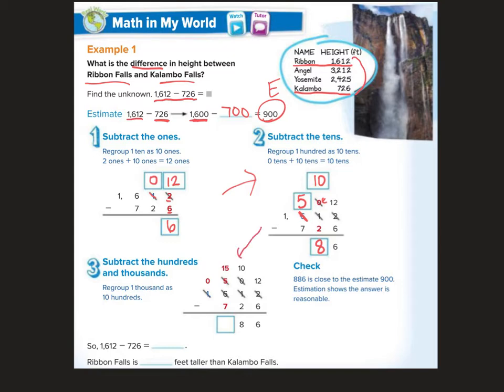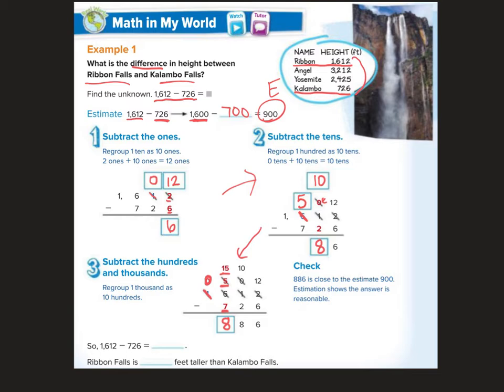Now we're jumping down. I don't know why they make us do this in so many different steps, but now we're jumping down here. Now what I'm trying to do is 5 minus 7. I can't do it. I don't have enough. So I need to go next door to the thousands place. Now there are 0 thousands and 15 hundreds. 15 minus 7 is 8.